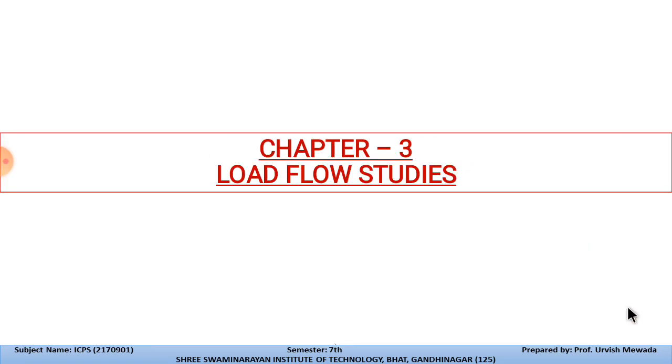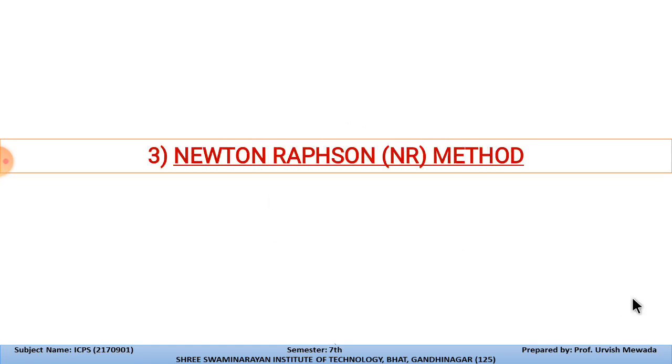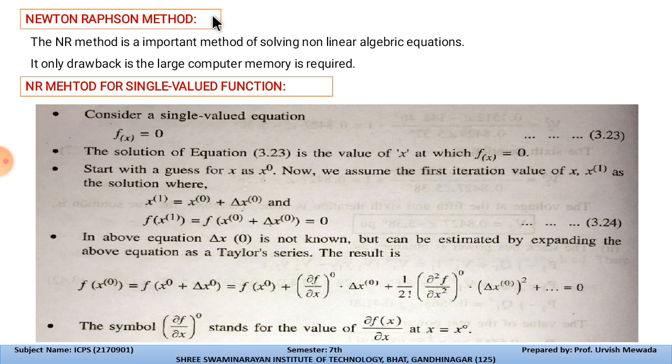Students, we are currently discussing chapter number 3, Load Flow Studies. In chapter number 3, today we are going to discuss topic number 5. In the last lecture we discussed the Gauss iterative method and the Gauss-Seidel method in detail, meaning the algorithm, flowchart and examples related to the Gauss-Seidel method. Now today we are going to study the third method for load flow study, the Newton-Raphson method. Let us discuss the Newton-Raphson method.